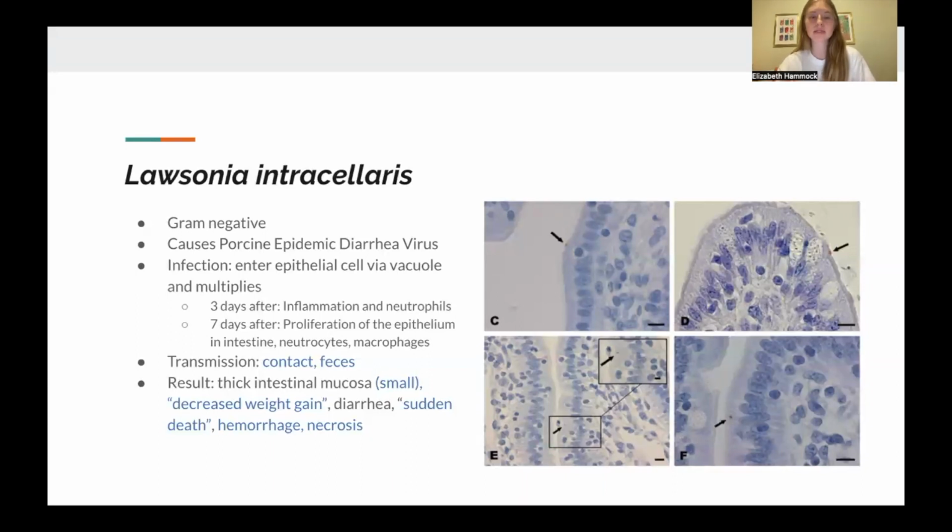Dr. Howarth said that it's more common for the infection to be seen in the small intestine than in the large intestine, although it might still be possible that there is infection in the large intestine. There will also be neutrophils and macrophages seen at this time. Transmission is typically by contact or feces, and it will result in a thick intestinal mucosa, which is again typically in the small intestine. Dr. Howarth said there will be decreased weight gain, as well as diarrhea, sudden death, hemorrhage, and necrosis.